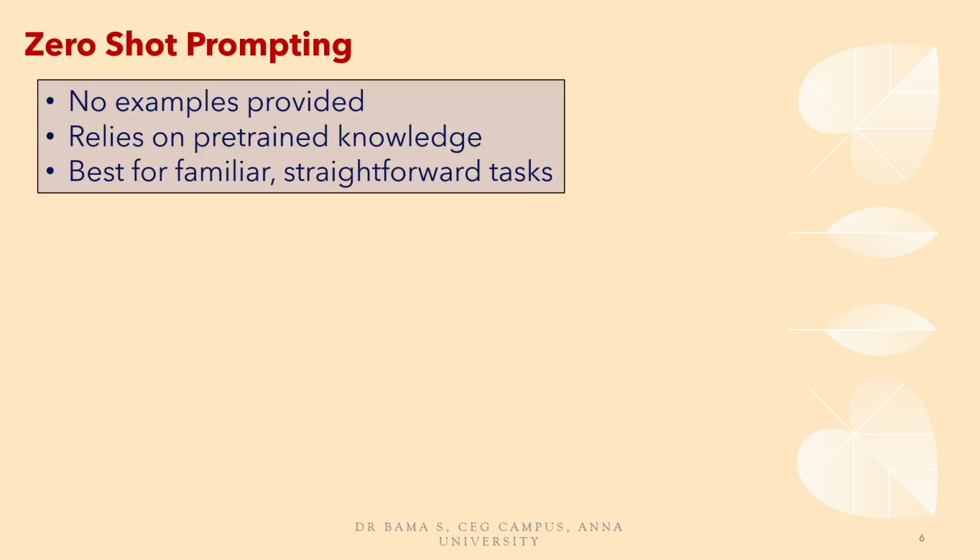0 shot prompting, as the name prescribes, no examples are provided, it can be provided, and the LLMs would be trained with some knowledge beforehand. And how is it trained? Again, it is based on the neural network training that we did earlier. And when we use zero shot prompting, basically it is for straightforward tasks which are very simple and factual.